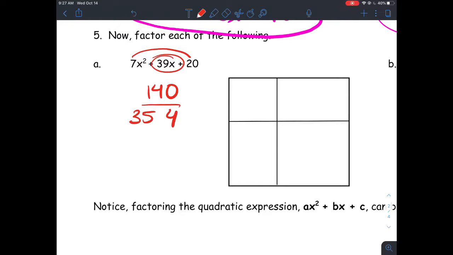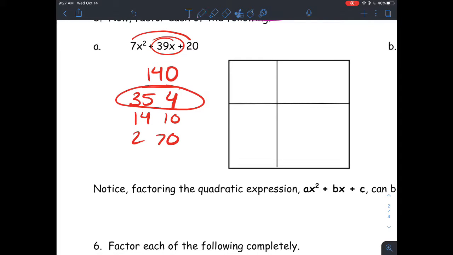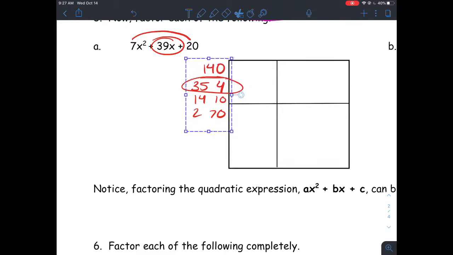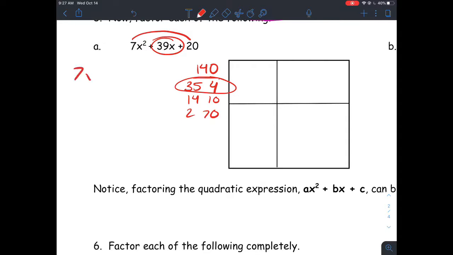Are there other factors you could have written down? Yes, but this is the one that's going to work. You also could have tried 14 and 10, or 2 and 70. There are a lot of other factors, but the 35 and 4 is what's going to work for you. So we're going to write it out like I showed you. So we get 7x plus 4. Oh, I'm sorry, that's 7x plus 4, my goodness. 7x plus 4, and 7x plus 35.